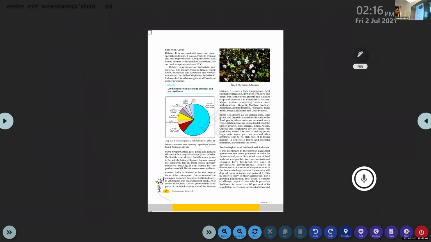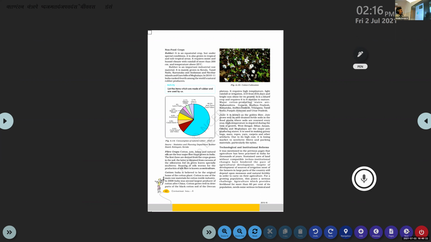Moving forward, next important crop: non-food crops. Please observe. Sir, non-food crops are in the next page? Next page, okay, fine. So just read that.